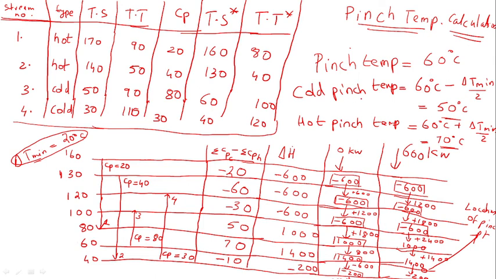Next we can find the hot pinch and cold pinch. In case of cold pinch, we need to subtract delta T min by 2 from the pinch temperature, and for hot pinch we need to add delta T min by 2 to the pinch temperature. So this is the procedure for calculation of pinch temperature.